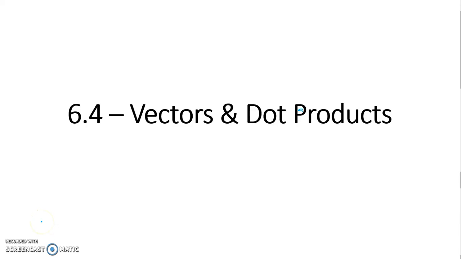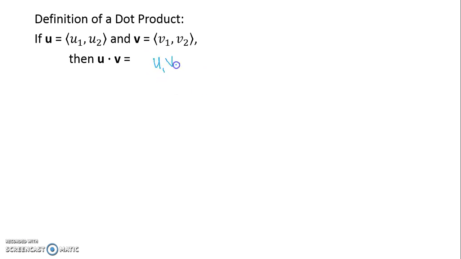For 6.4, we are continuing our study with vectors, and we will be looking specifically at dot products, as well as how to use that to find other information. So your definition of a dot product: if you have two vectors, u and v, components u1, u2, v1, v2, then u dot v is simply multiplying those first components, so u1 and v1, multiplying the second components, so u2 and v2, and adding them.